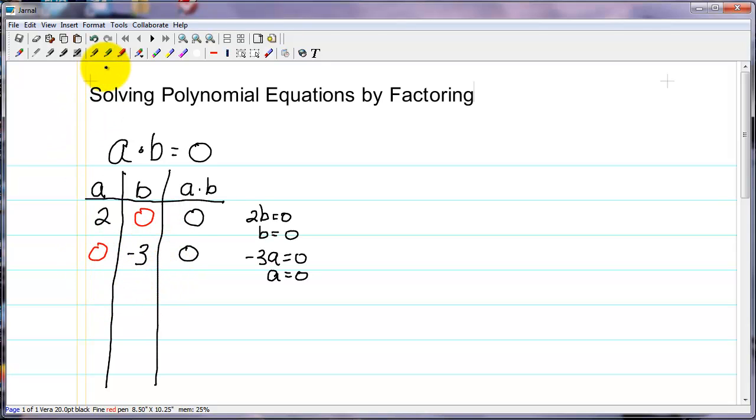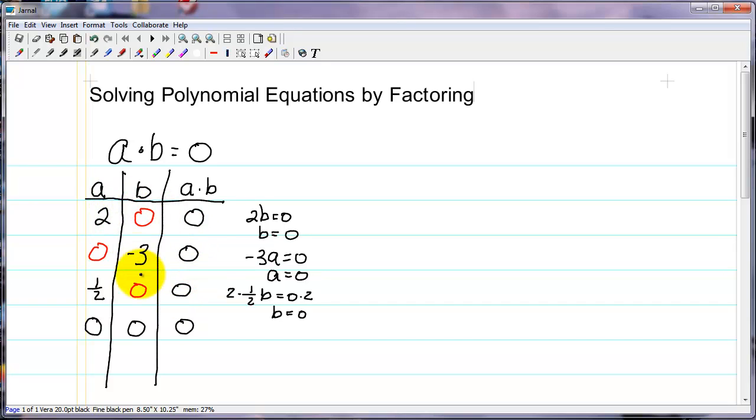Maybe a is a fraction, so let's say 1/2. So 1/2 b equals 0. We would multiply by the reciprocal, and we get b equals 0. Let's see the last example. What if both a and b were 0? What do you get if you multiply 0 times 0? Well, you get 0, so that's a solution too.